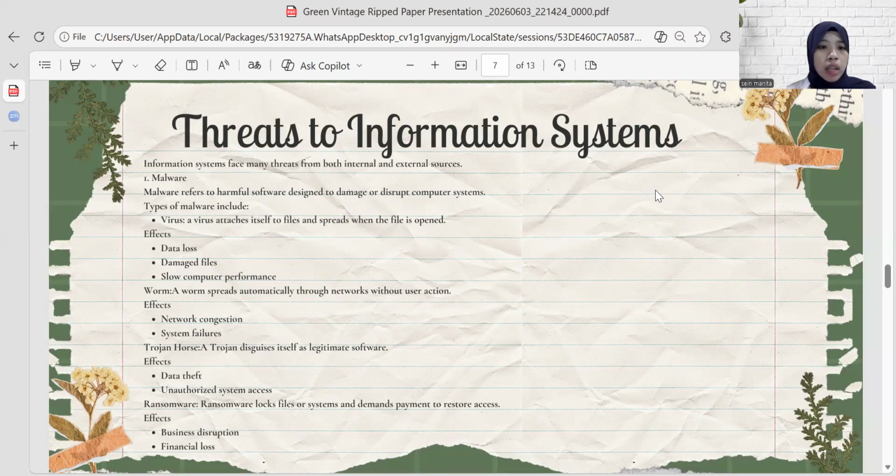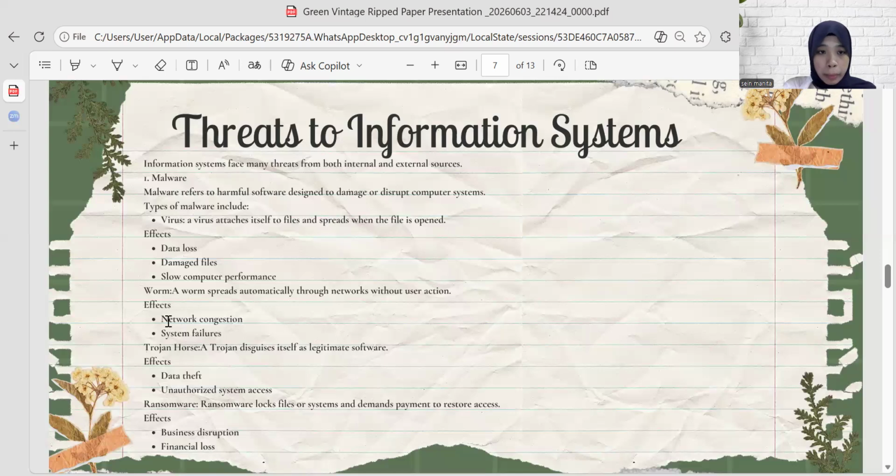And number 3, it's about the Trojan horse. The Trojan disguises itself as legitimate software, which leads to data theft and unauthorized system access. And number 4, it's about ransomware. It locks files or systems and demands payment to restore access. For the effect, we have business disruption and financial loss.